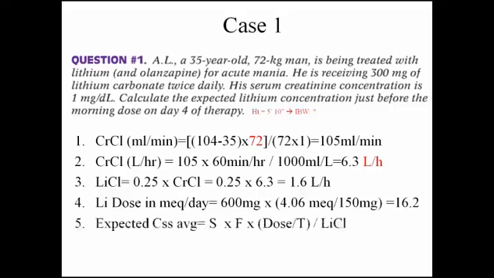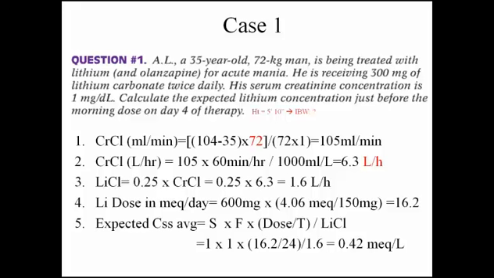The expected steady state can then be calculated, which is equal to the daily dose divided by 24 hours. We multiply the dose by S and F, and in this case we consider both equal to 1. Then we divide the value over lithium clearance, or what we expect to be the patient lithium clearance, and we get a value of about 0.42 milliequivalent per liter, CSS average.